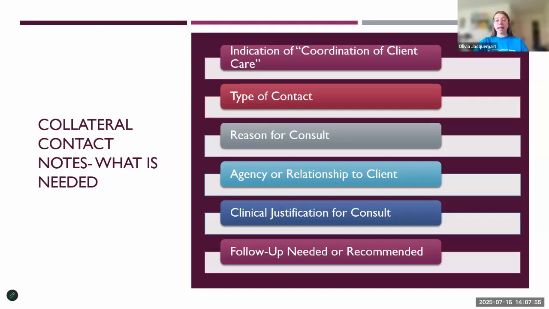Now we'll talk a bit about collateral contact notes and look at that example. So collateral contact notes will generally be the coordination of client care with supports, and they require the inclusion of all the elements you see on the slide here. If you are doing collaboration with family, staff, or others involved in the client care, make sure to indicate coordination of client care if the client is not present. This way we can ensure billing does not get rejected.